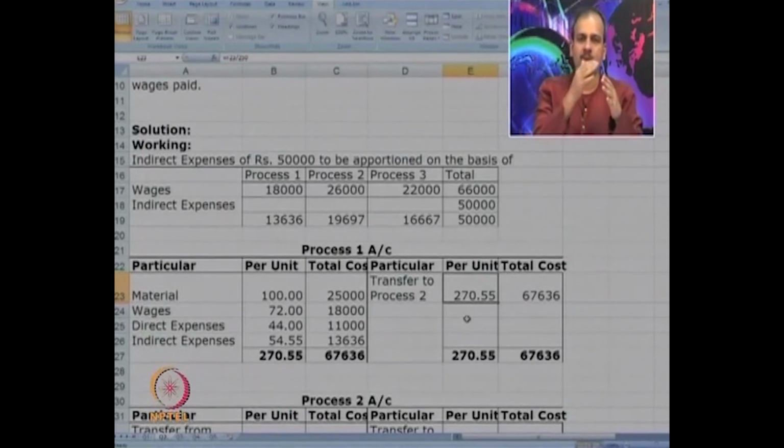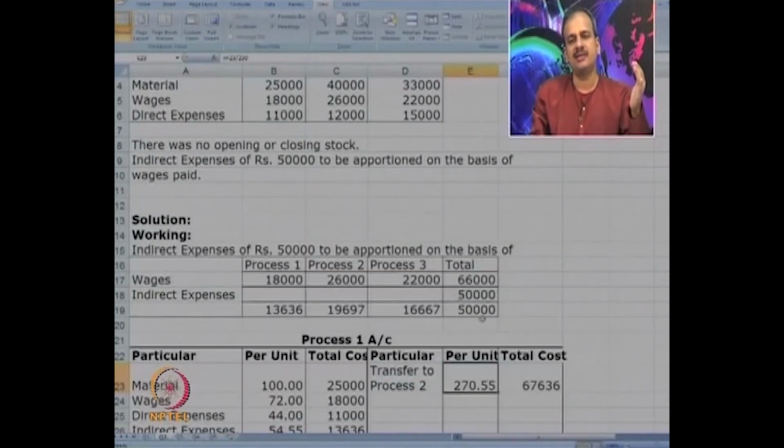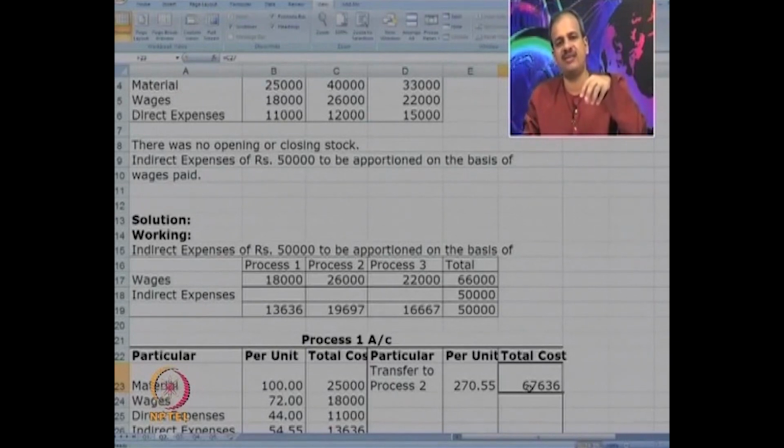Now we have discussed how process 1 account can be prepared. Now think of preparing process 2. So in process 2, what will you show? If we go up, we had been given direct material, wage and direct expenses, they will be repeated. Apart from that, this cost which is transferred from process 1 will also be there to begin with. So we will take in material from process 1, to that we add material, labor and expenses, that will be the total cost, plus indirect expenses will be the total cost of process 2.